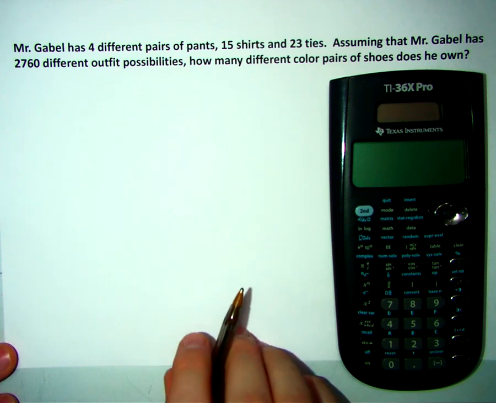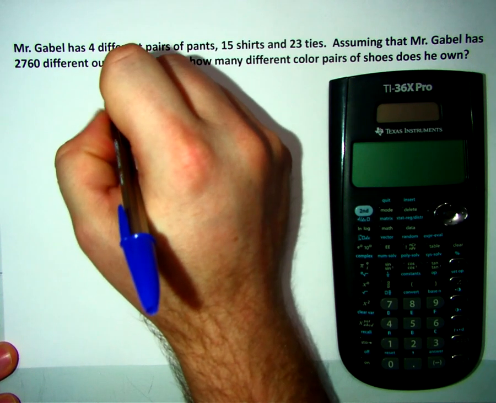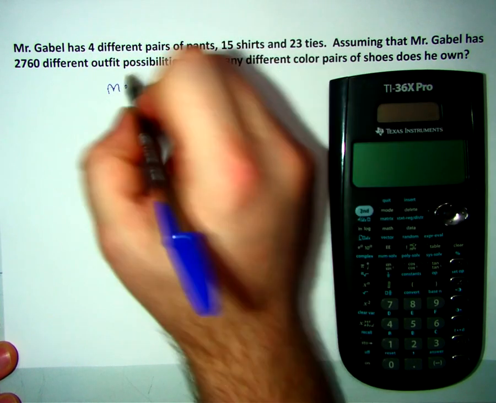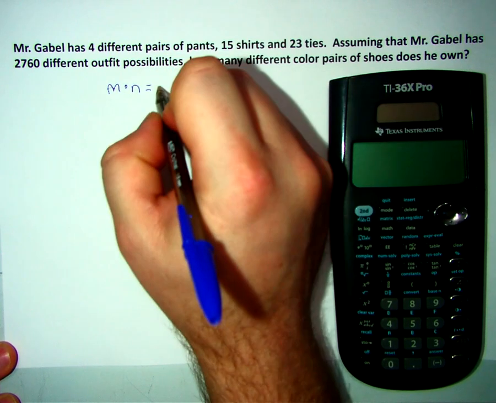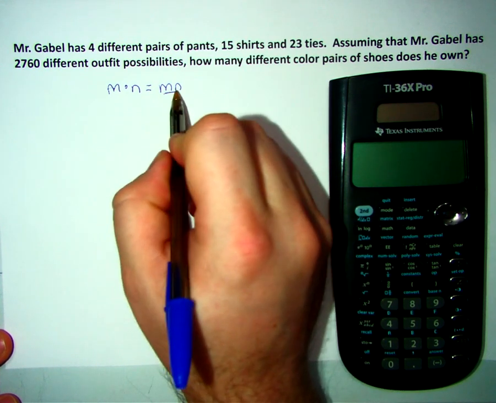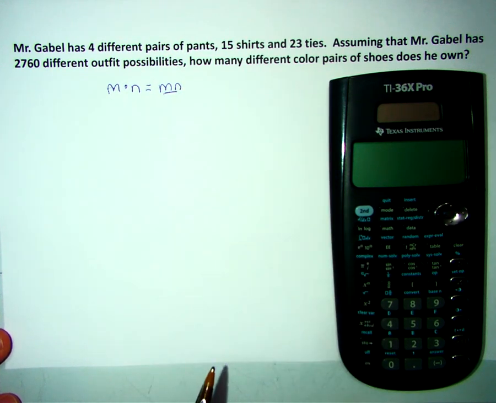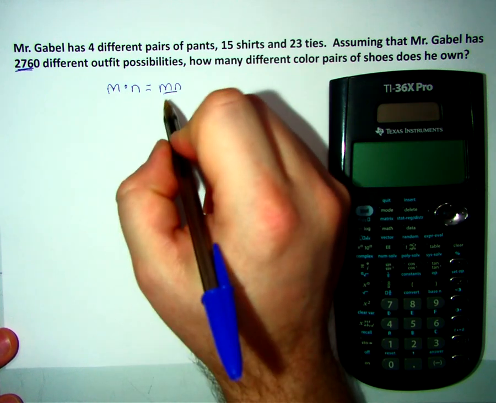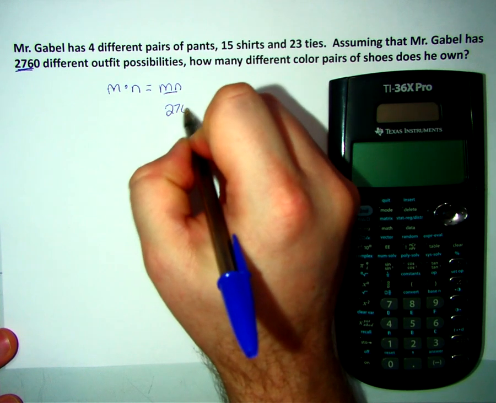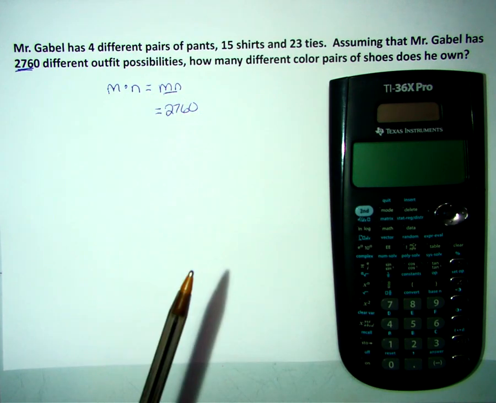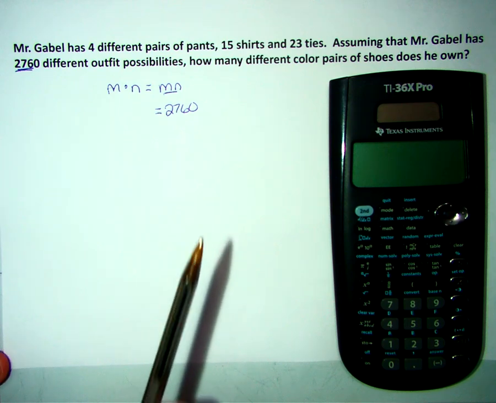Now we have to remember that the fundamental counting principle tells us that M times a separate independent event N equals M times N events, where M times N events represents the total number of possible outcomes. Well, in this particular problem, we're given the total number of possible outcomes, 2,760, so we're going to plug that in on this side. And that's going to be equal to however many independent events there are and what their possible outcomes are.